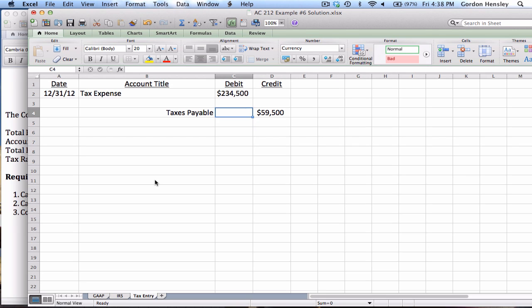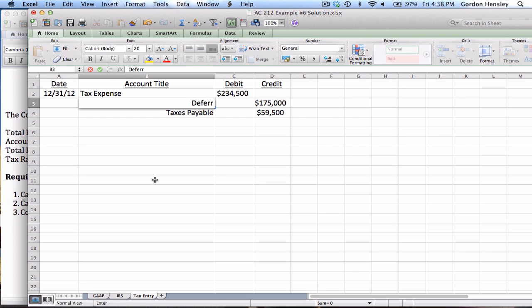Now, I'm almost finished, but I do have a problem. Notice that my journal entry is not in balance. And I need more on the credit side to make it balance. How much more? I need another $175,000. And what is that $175,000? That is a deferred tax liability.